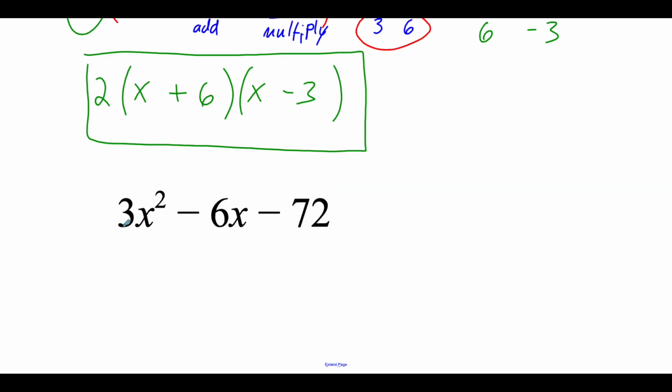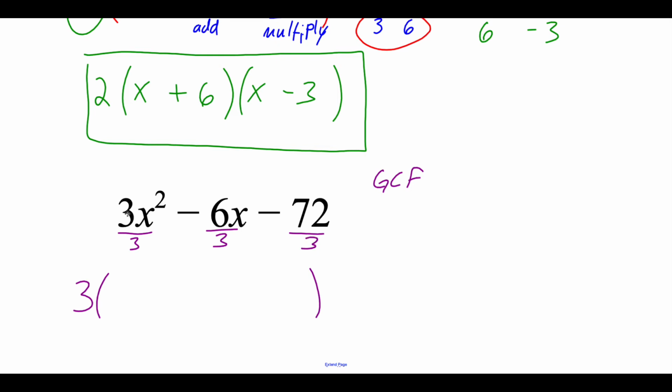Taking a look at this one, we've got 3x squared minus 6x minus 72. The first thing I'm going to look for again is a GCF, a greatest common factor that we can take out. As I look at the numbers, I notice that all of these numbers are divisible by 3. So I'm going to factor 3 out. Now factoring that 3 out really means that we're dividing by 3.